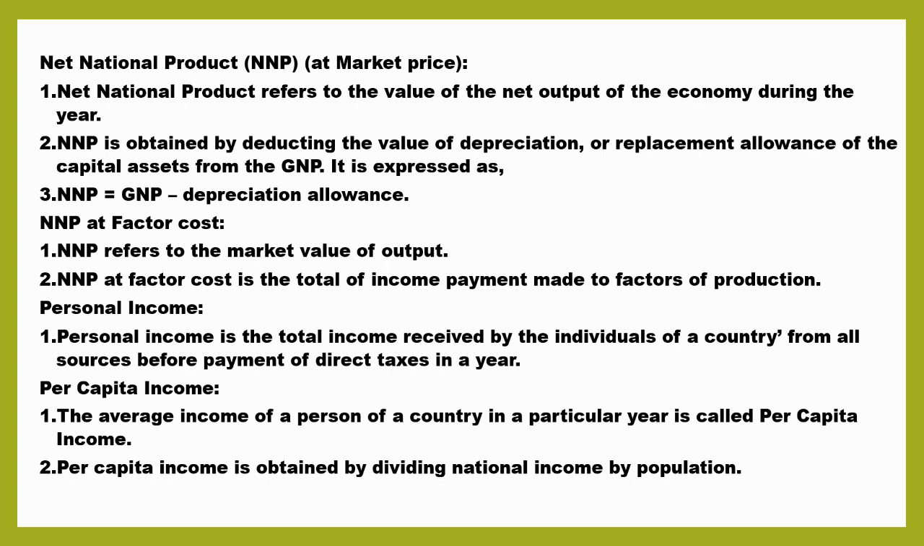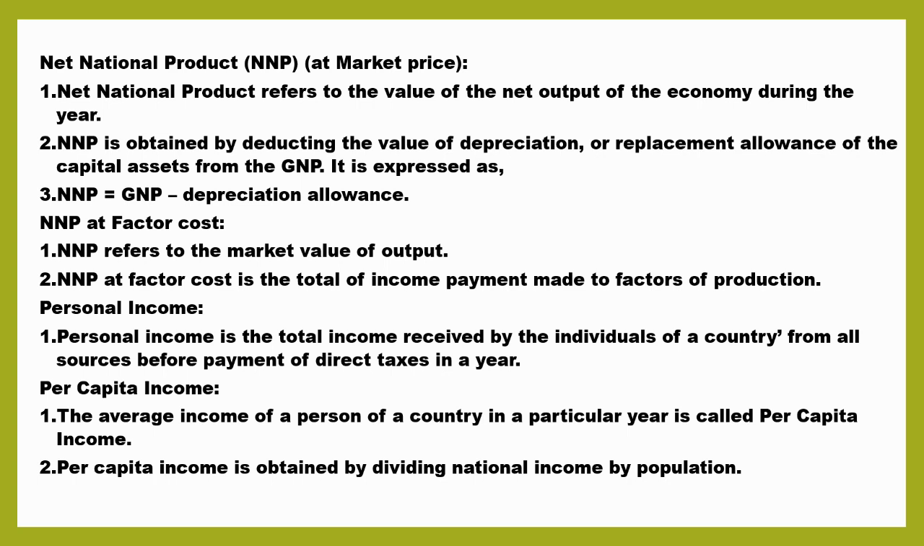Now NNP at factor cost. Already I have explained market price and factor cost. Factor cost is the cost which is incurred on the factors of production. NNP at factor cost is the total income paid for the factors of production. So when we pay all factors of production, it becomes net national product at factor cost.